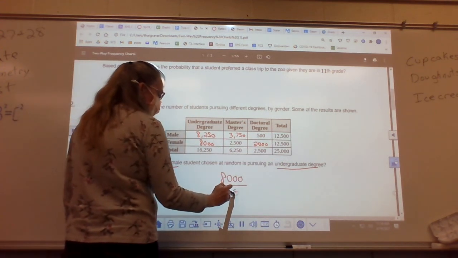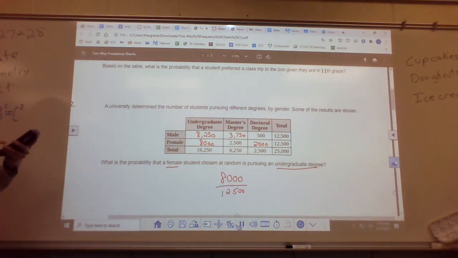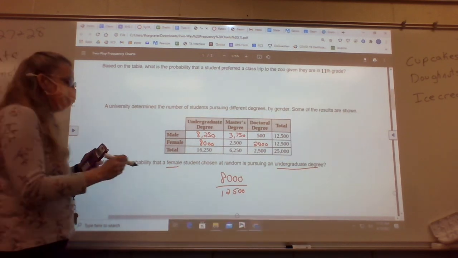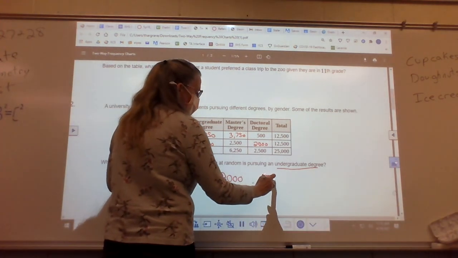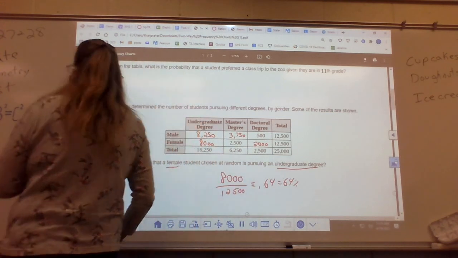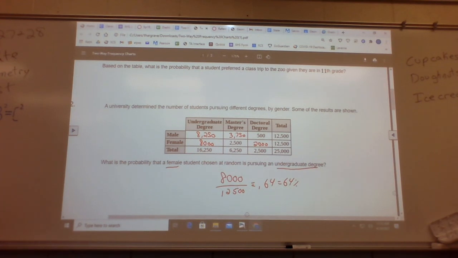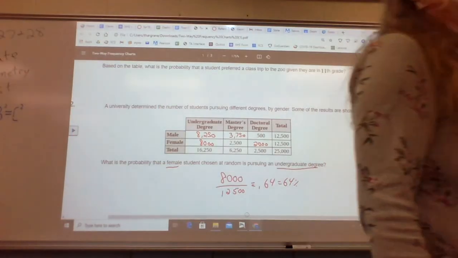So 12,500. Now all the choices on this are percents. So 8,000 divided by 12,500 you get 0.64, which ends up giving you 64%. And like I said, on the test itself, it was a multiple choice. So you would just circle in the 64%. Questions on that one? Are we okay there? Next one.